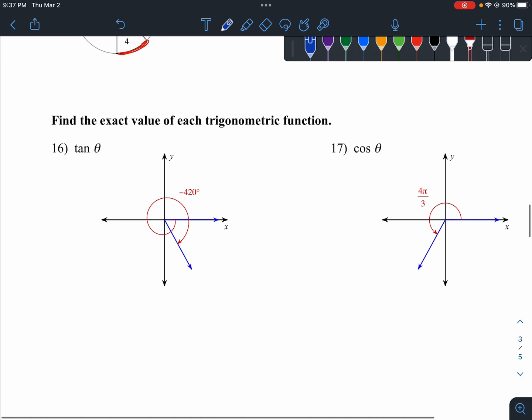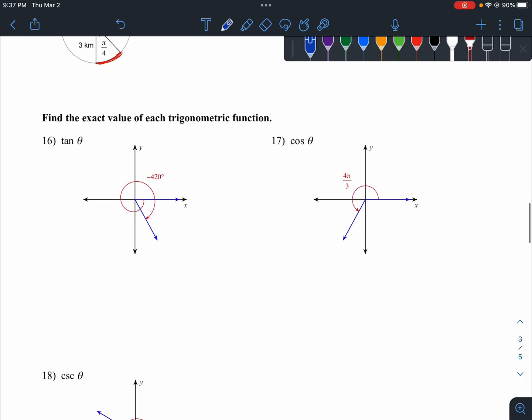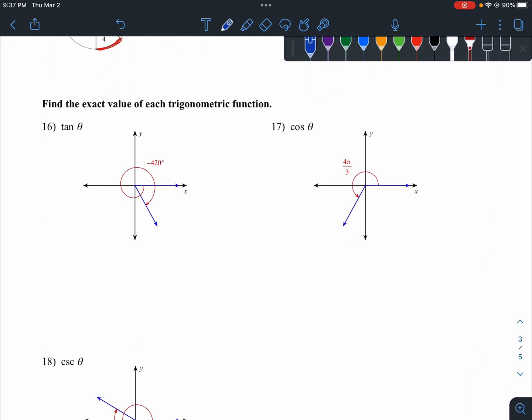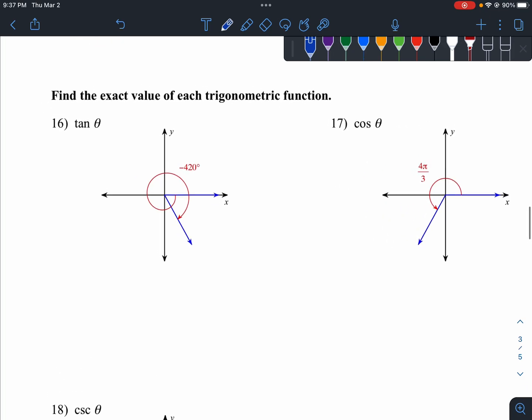Let's come down here. Find the exact value of each trigonometric function. So, tangent of theta. Here's our theta measure, right here. We want to find the tangent of this one. Since it rotates more than 90 degrees, we are going to use the reference angle. So, here is the reference angle.